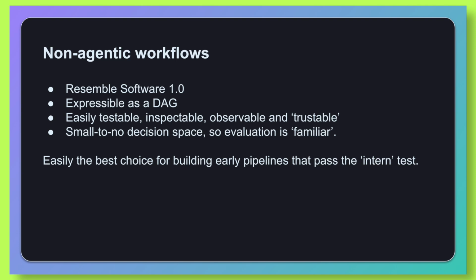They're easier to trust due in part because they have really no decision space. You're restricting what it's allowed to do, and so to evaluate these things, it's familiar. It comes down to, did the outputs match my expected inputs? And this is easily still the best choice for building early pipelines that pass the intern test.